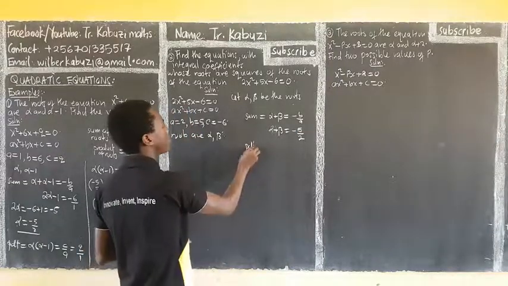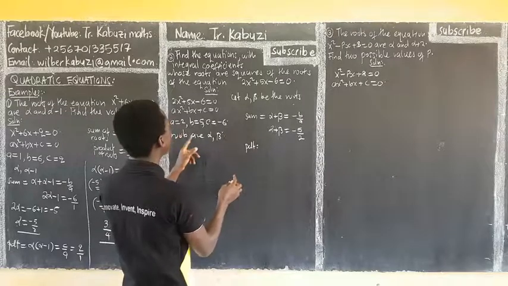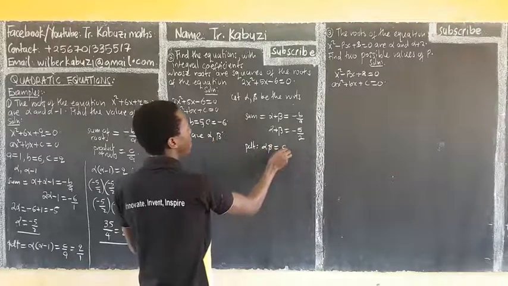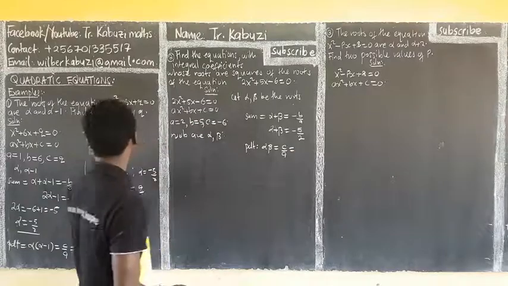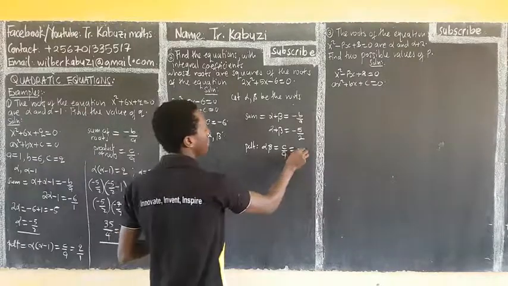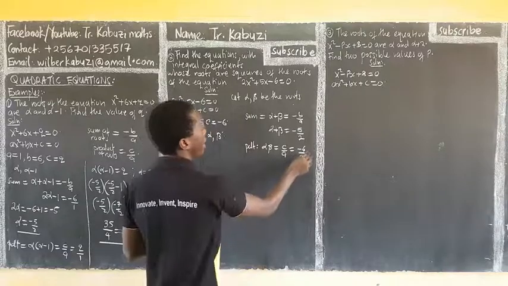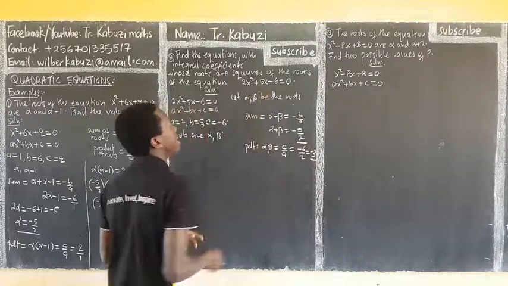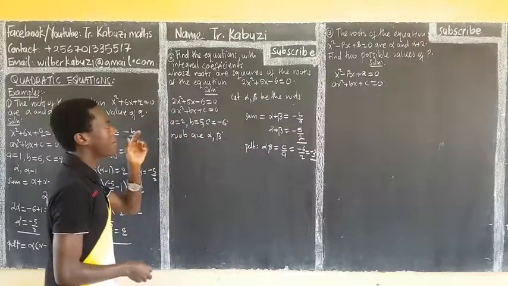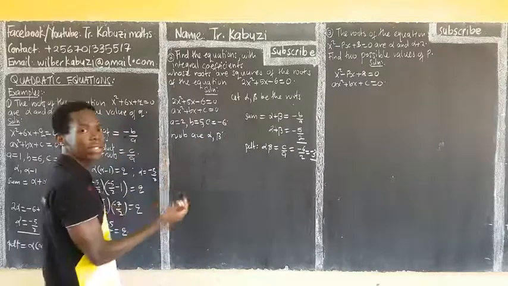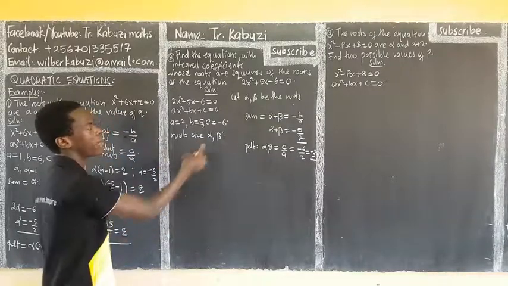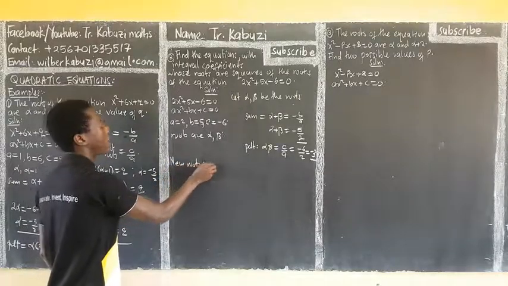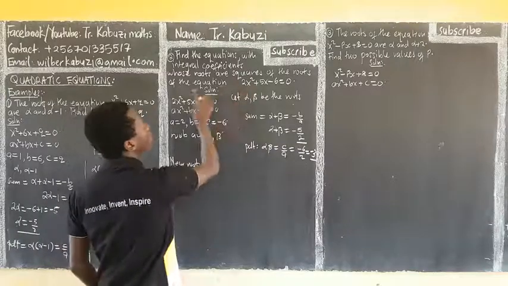Then the product of those roots: when I multiply alpha times beta, alpha beta is c over a. Our c is negative 6 over 2, which is a, and so this gives us negative 3. So now I have the sum and product of the roots of this equation. Now I need the equation. They are telling me that the equation I want to get has roots that are the squares of the roots of this equation. So the new roots are the squares of the roots of this equation.